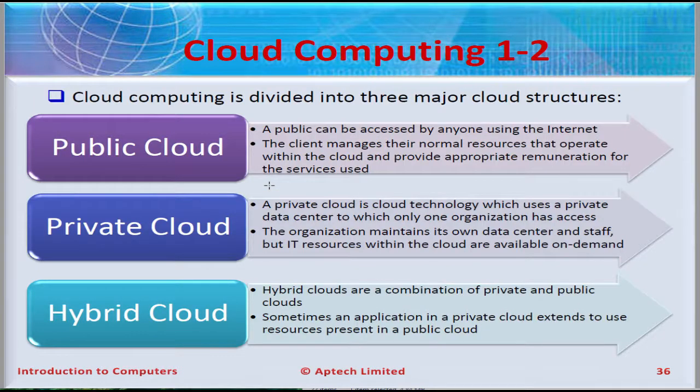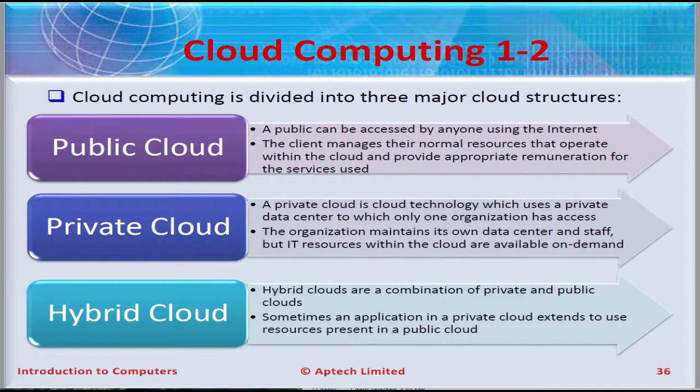Cloud computing is divided into three major cloud structures. We have the public cloud. The public cloud can be accessed by anyone using the internet, and the client manages their normal resources that operate within the cloud and provides appropriate remuneration for the service used. Private cloud is a cloud technology which uses a private data center to which only one organization has access. The organization maintains its own data center and staff, but IT resources within the cloud are available on demand.